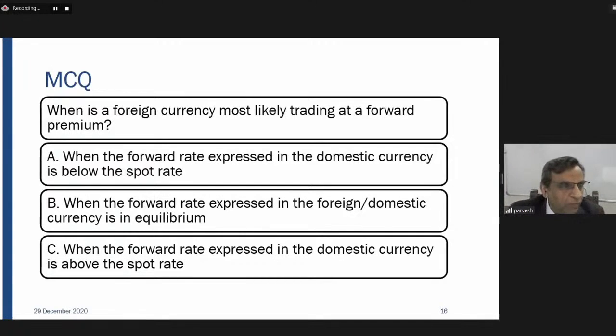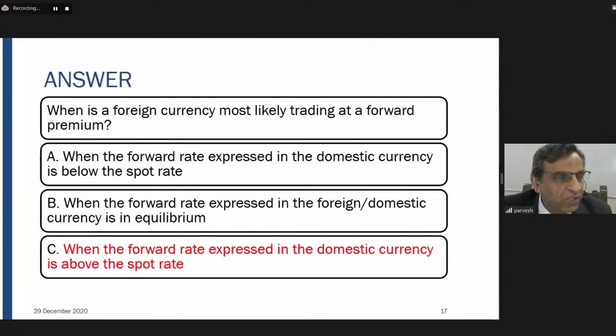So this is a pretty simple one. When is a foreign currency most likely trading at a forward premium? So which is the right choice? Someone asks, what is arbitrage? Wonderful. Sumit, this is a very good question, and I'll be answering this question in great detail. So you will be enlightened with what arbitrage means. You will appreciate that when I cover it, which will be in a few minutes from now. So here the answer is C, when the forward rate expressed in domestic currency is above the spot rate.